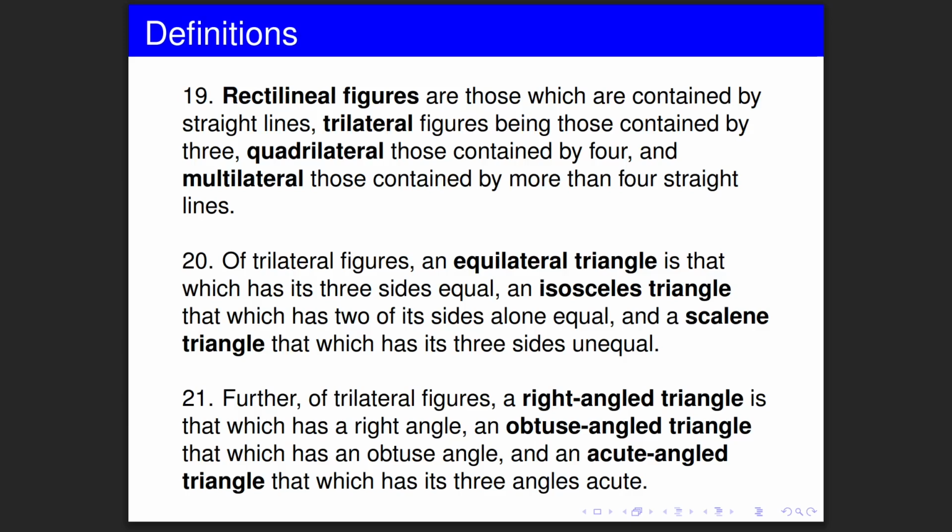And then definition 21. Further, of trilateral figures, a right-angled triangle is that which has a right angle, an obtuse-angled triangle that which has an obtuse angle, and an acute-angled triangle that which has its 3 angles acute. So we're classifying the triangles here. What we can see is we can classify them by the lengths of their sides or by their angles. And in all, there are 7 different possible triangles. For example, the right-angled isosceles triangle is one of those.